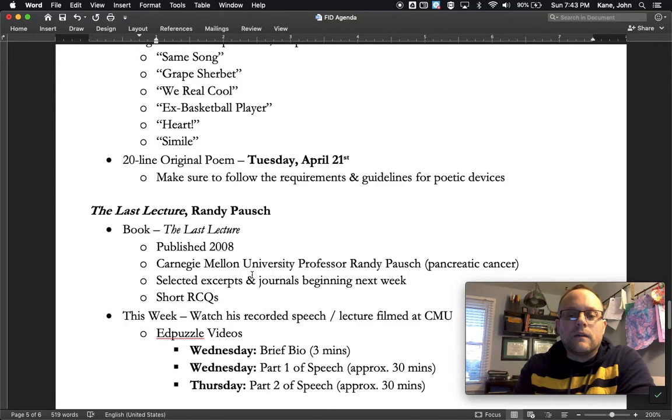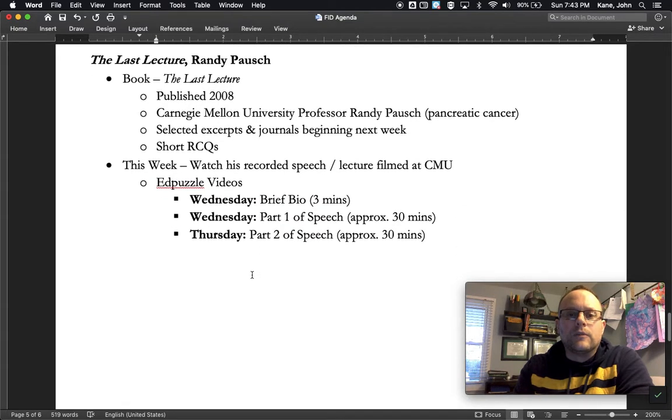Then the next work that we would be covering in traditional classroom is The Last Lecture, the book, which was published in 2008 by Randy Pausch. Randy Pausch was a Carnegie Mellon University professor of computer science focused in virtual reality, and he died in 2008 due to pancreatic cancer. In 2007, he delivers what's called the last lecture to an audience at Carnegie Mellon, which is recorded, and that really becomes very popular.